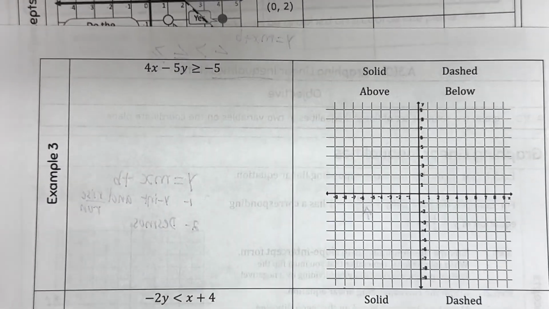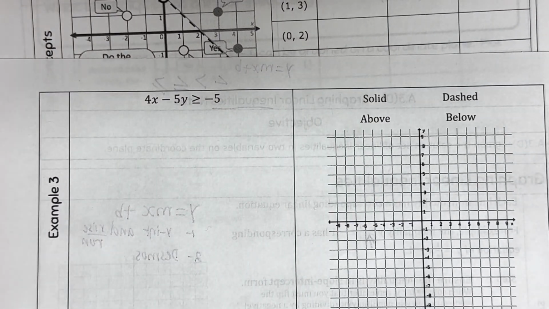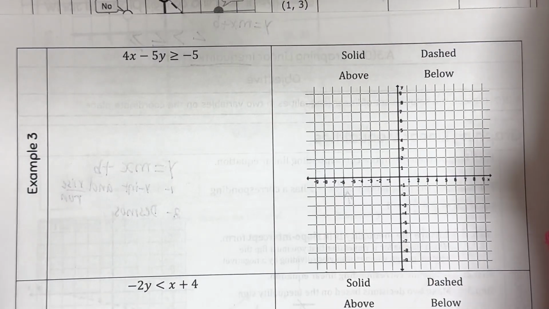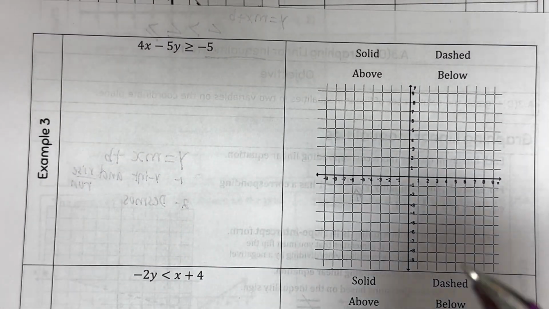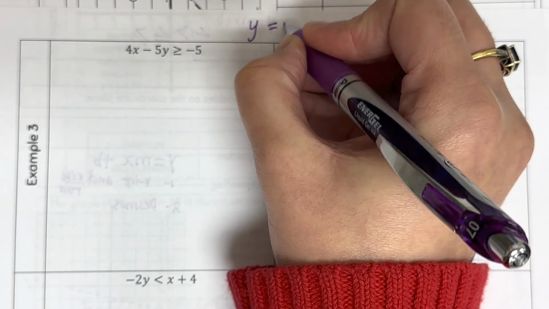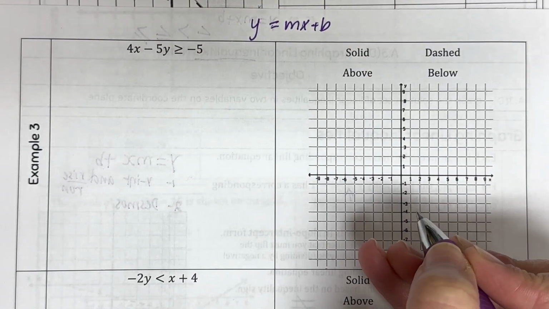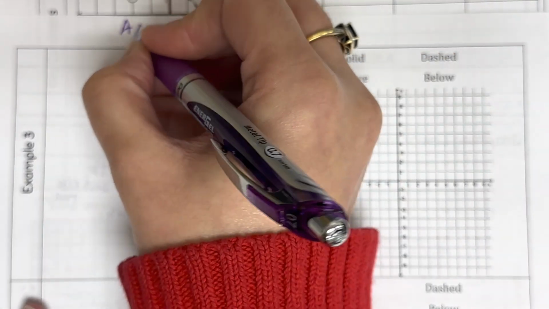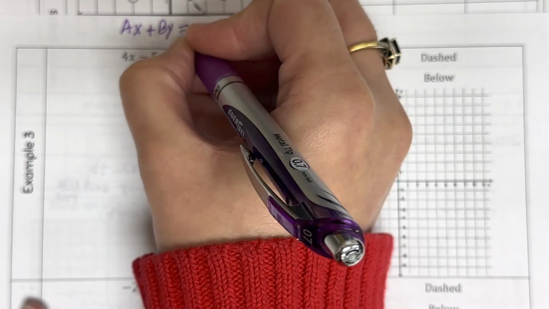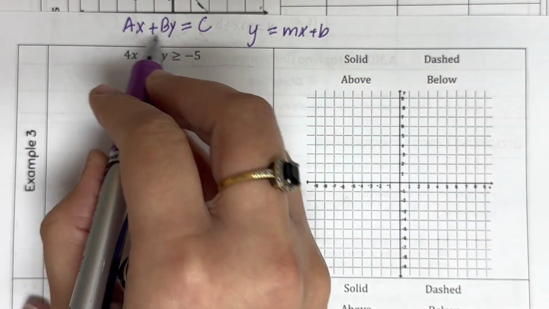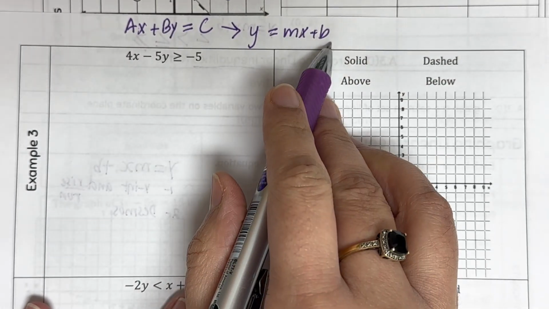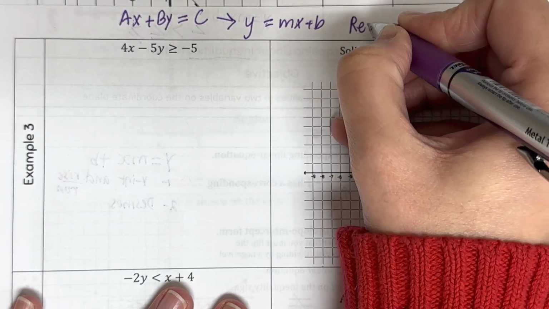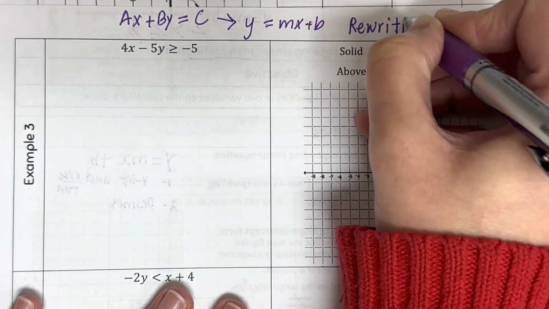Example number 3. So example number 3, if you read, it says 4x minus 5y greater than or equal to -5. Now, if you are paying attention over here, this is not an equation which is written in y equals mx plus b form. This equation is written in ax plus by equals c format. So first thing I'm going to do is convert it to the y equals mx plus b form that you already know how to do. So I'm going to rewrite that equation. I call it rewriting because you are rewriting it in a different form.